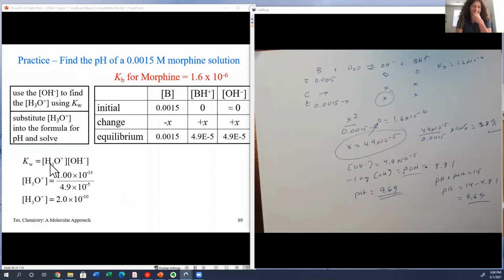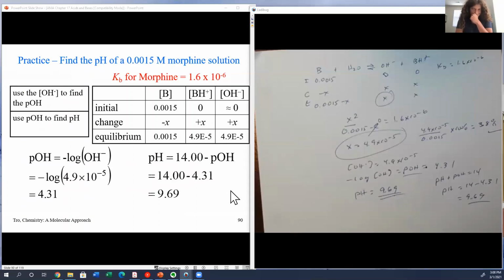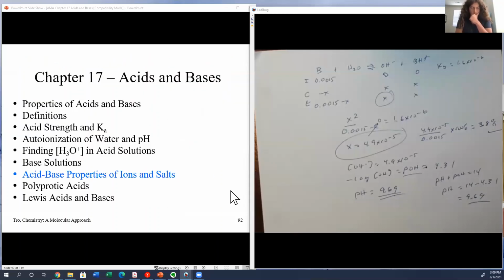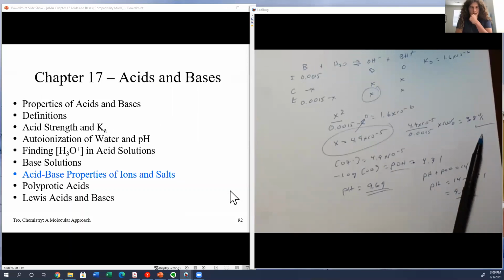Another way you can do this problem, if you wanted to, is instead of finding the pOH, you can find the H3O plus concentration, because the product of those two is going to be equal to KW. So you can find the H3O plus concentration, take minus the log of that, and that gives you the same number. You could do it either way. There's the pOH. Okay, great. We're right up to where we need to be.